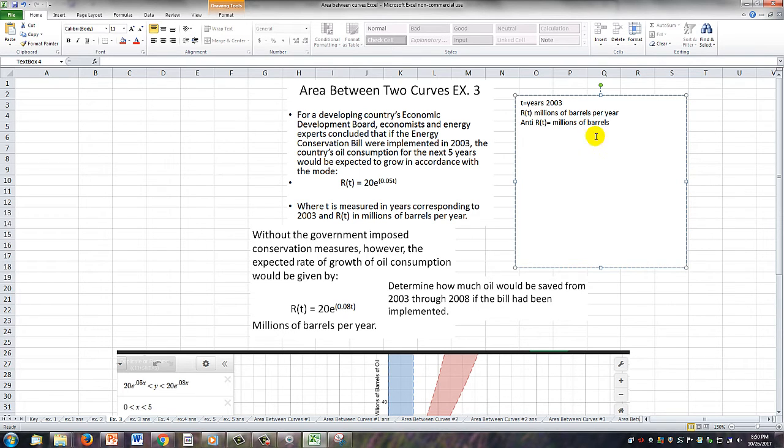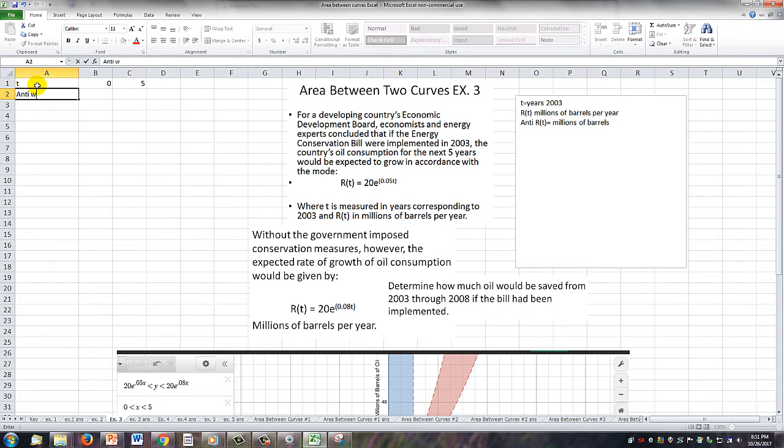So what we're going to do is calculate the millions of barrels with this rate of change and calculate the millions of barrels with this rate of change, and see how much more one is than the other. So set this up: we'll have t, and 2003 would be year 0, and 2008 would be year 5, 5 years since 2003.